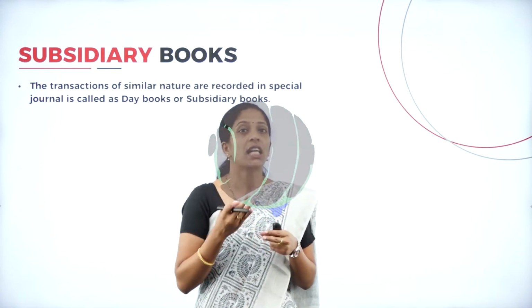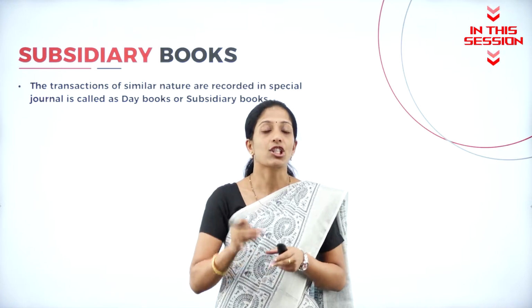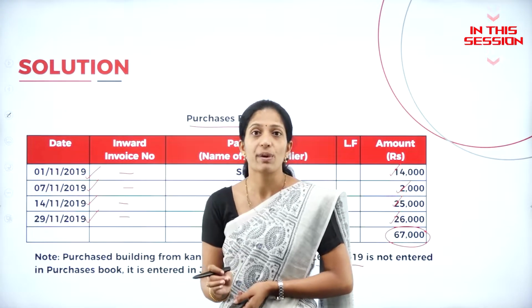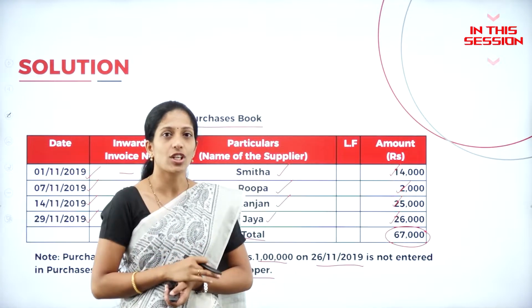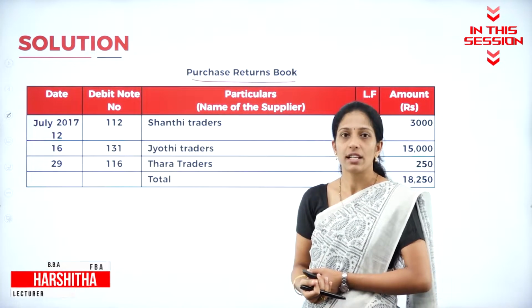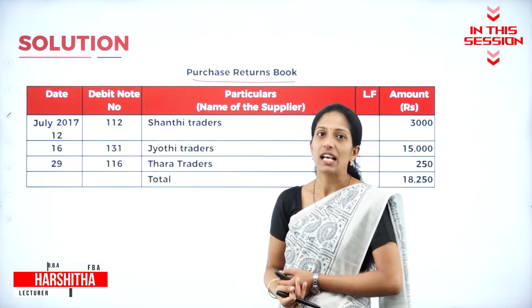So depending upon the nature as well as transaction, we are going to classify the transaction into separate books, which is called as what? Subsidiary books. Purchase of fixed asset on credit basis will be recorded in the journal proper. Write the heading purchase returns book. You know the format: date, debit note number, name of the supplier, ledger folio as well as amount.